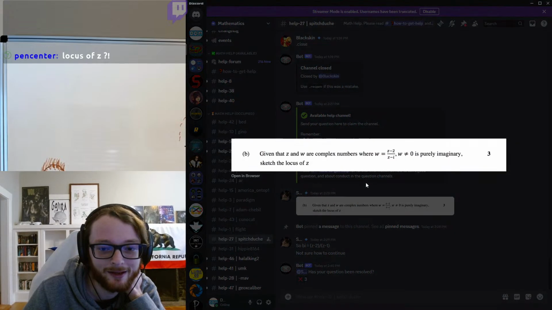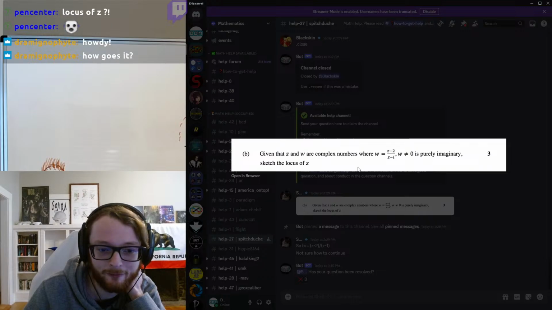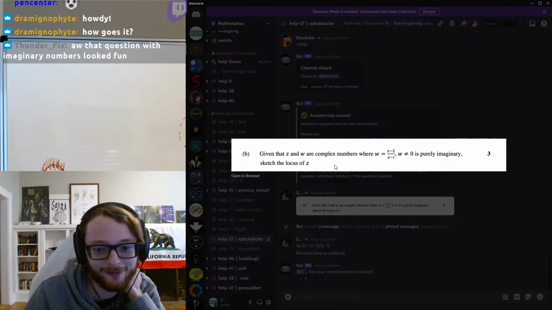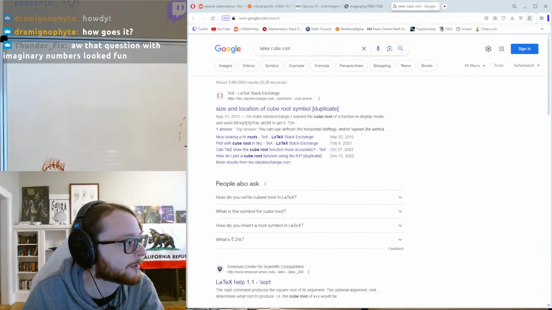Oh yeah, Pen. I don't know how you do that, but it's probably not too bad if you know what the locus is. I just don't know what the locus is. I feel like I've heard the term locus in a different context. Hey there, Dram. It goes good for me. How about you? It does look kind of fun. I just don't know. Is the locus something simple? Am I able to learn it quickly?